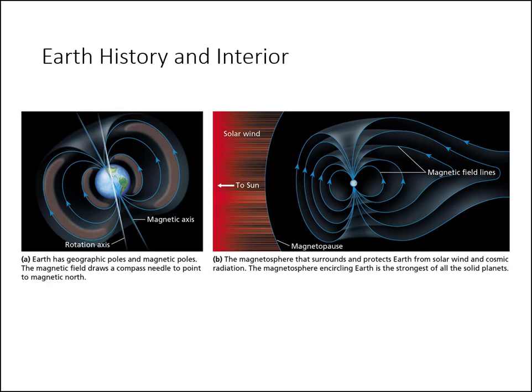The rotation of the Earth affects the fluid outer core, and this is what generates the Earth's magnetic field. Recall from earlier videos that the magnetosphere surrounds and protects Earth from solar wind and cosmic radiation. A compass needle points to magnetic north because of Earth's magnetic field.